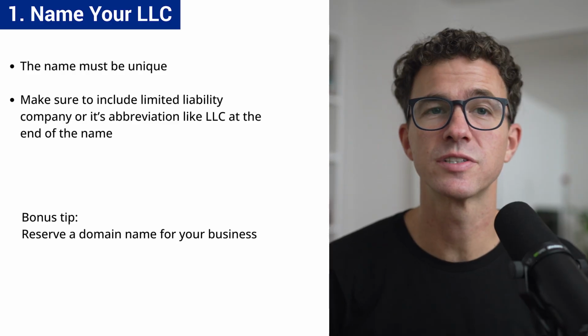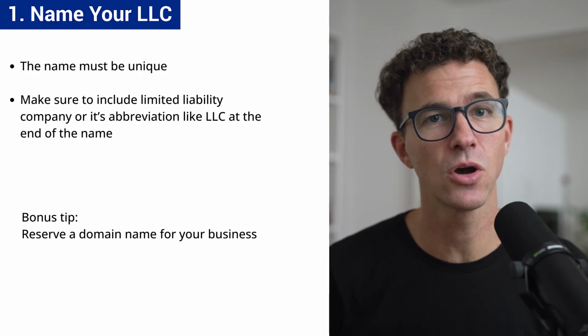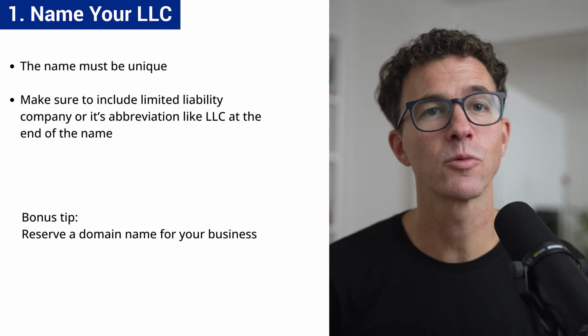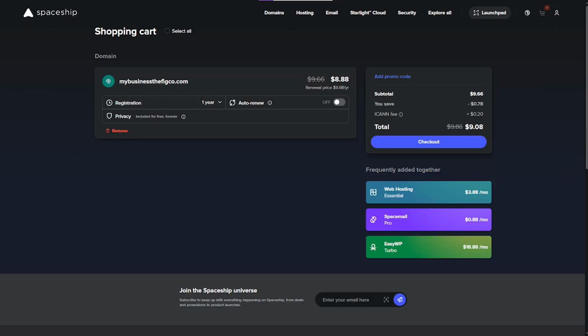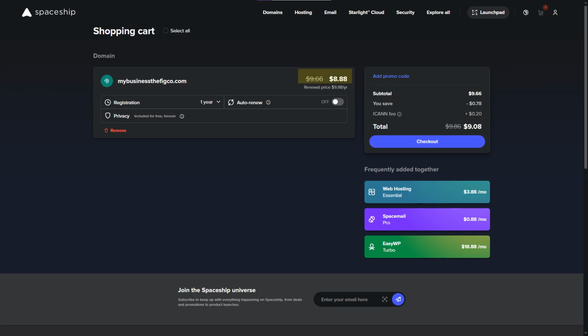Speaking of names, when you've decided on a name for your LLC, I would immediately go and reserve a domain name for your business. I recommend getting a .com domain if available. Most domain registrars will charge from $10 to over $20 per year for a .com domain. We recommend getting your domain from spaceship.com because they have some of the best prices for domains for the first year as well as for the annual renewals.